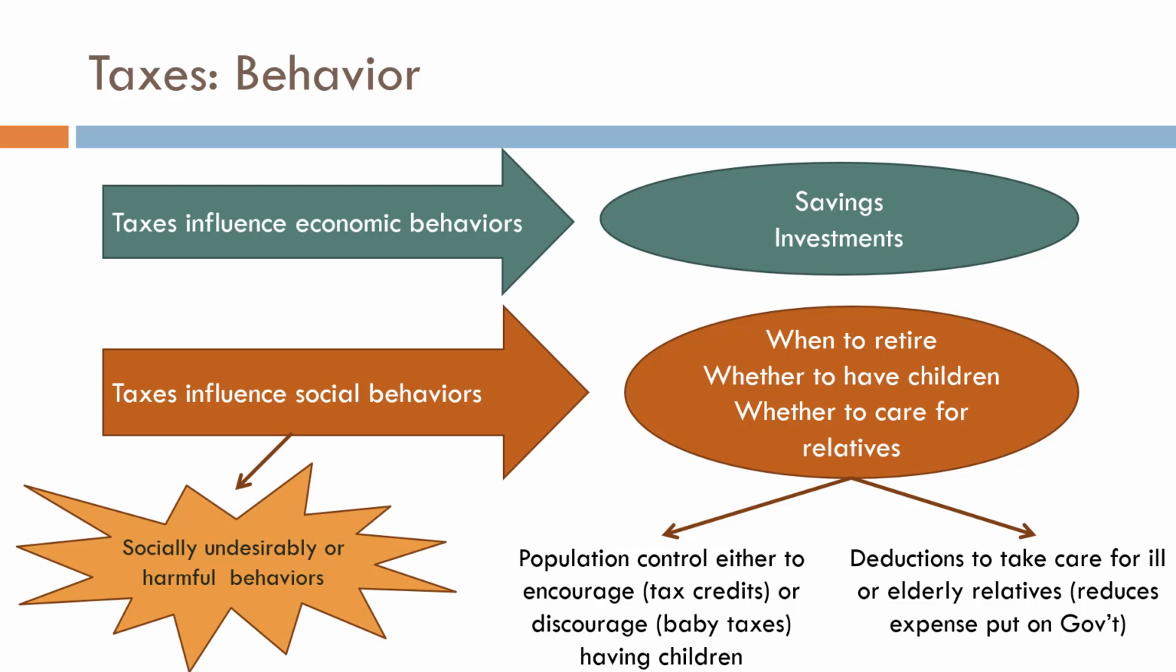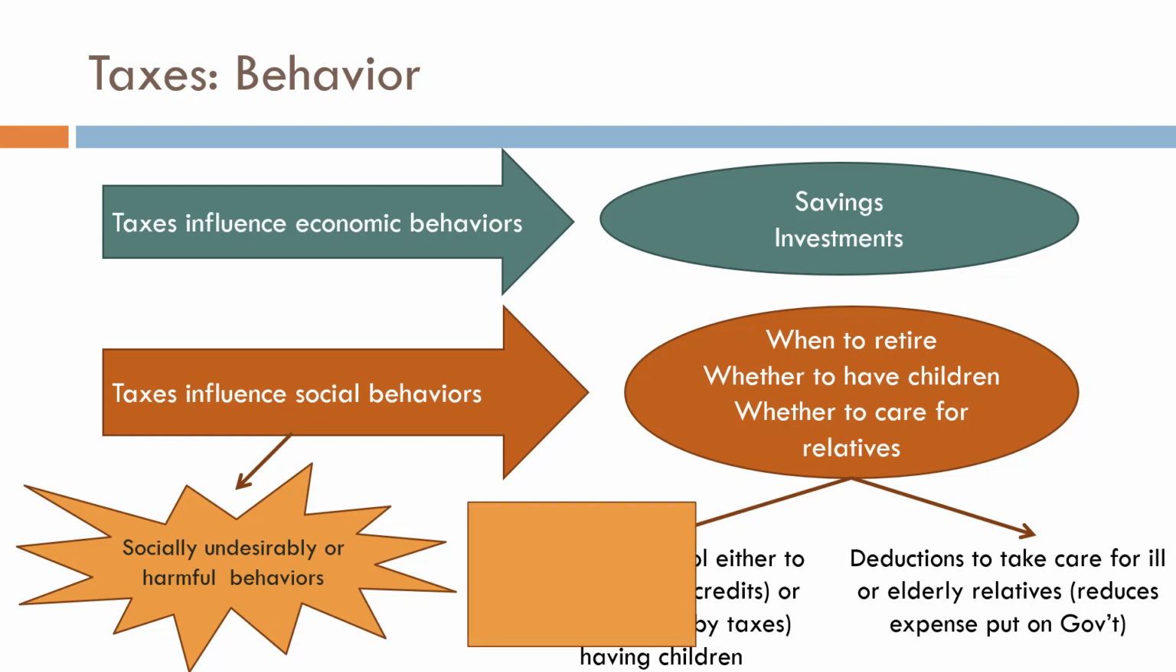Another way is that taxes influence socially undesirable or harmful behaviors. So, for example, we have taxes on cigarettes, so that's influencing smoking behavior. We have taxes on alcohol, influencing drinking behavior. Gambling. So these are the so-called sin taxes. But in more recent years, we've seen this sort of tax expand to include other harmful behaviors, especially when it comes to children. So, for example, taxing sodas and candy.